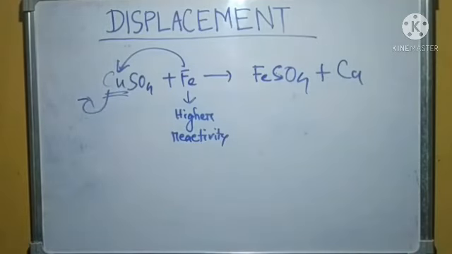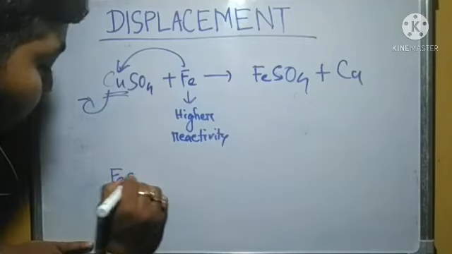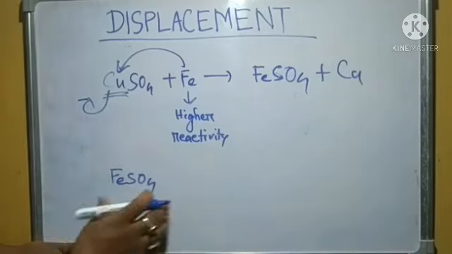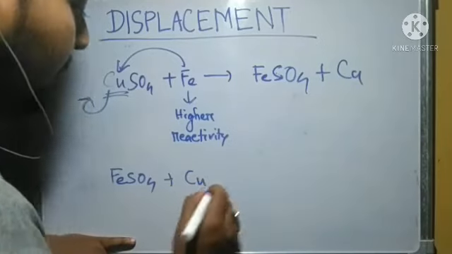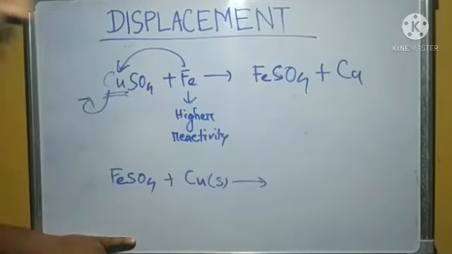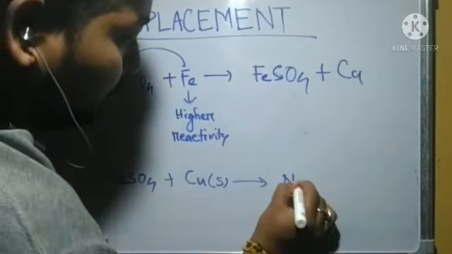But if we consider the opposite case, suppose we have ferrous sulfate solution and we are doing the opposite reaction. We are taking ferrous sulfate solution and putting solid copper in it. Some of us might think that a similar reaction will happen, that copper will displace iron from the ferrous sulfate solution, but this is not possible. Generally we will see that no reaction occurs.